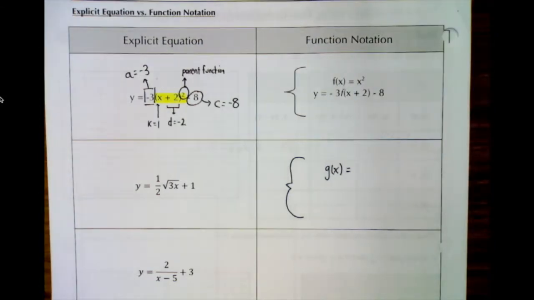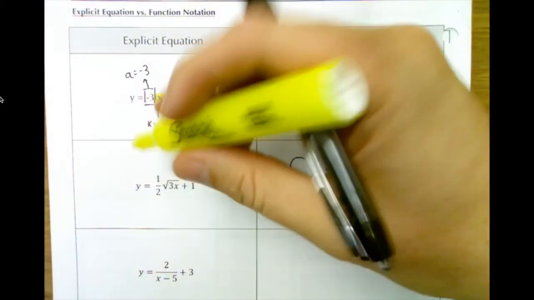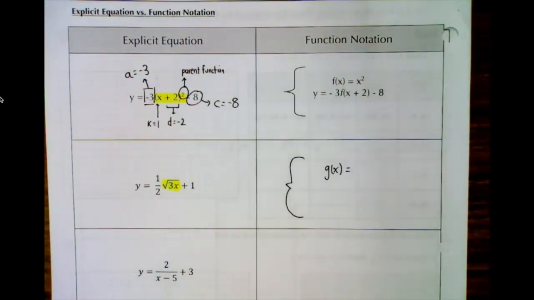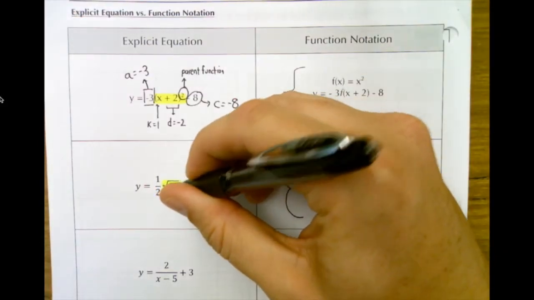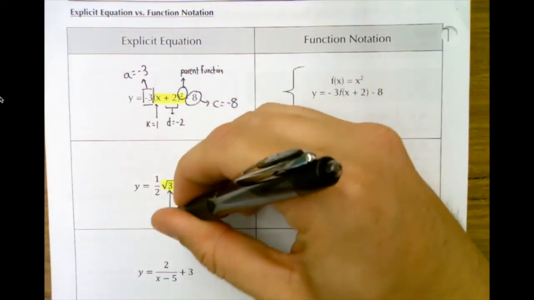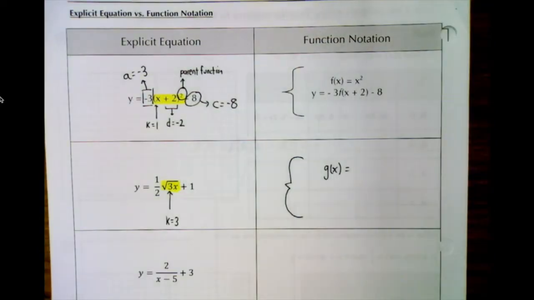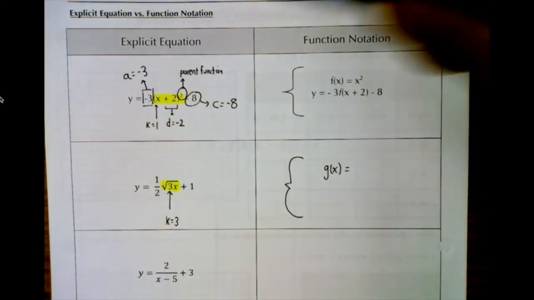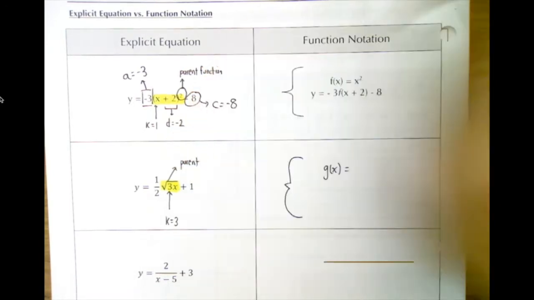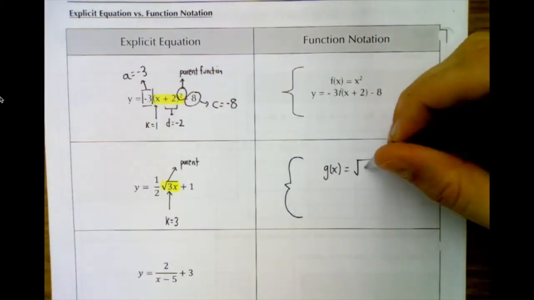So let's look at what's acting directly on x. On x, we have 3, and that 3 is also being square rooted. So we have the square root of 3x. Acting directly on x in front of it is this 3, which, because it's multiplying by x, indicates that that's the k value. So we have a k of 3. And then that square root sign should indicate to you that the parent function is the square root of x.